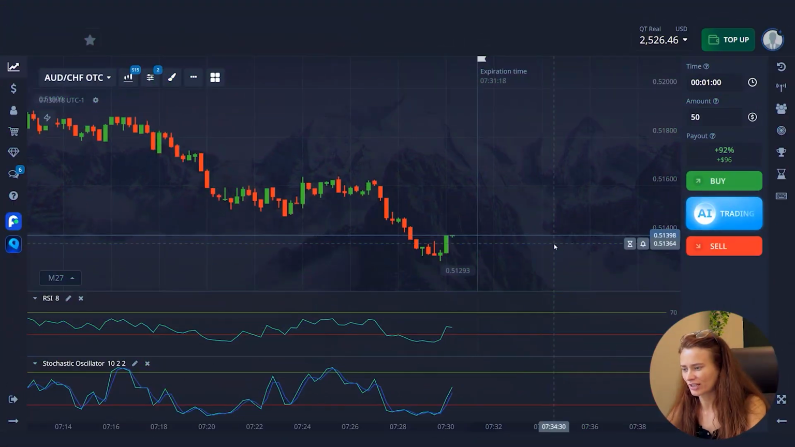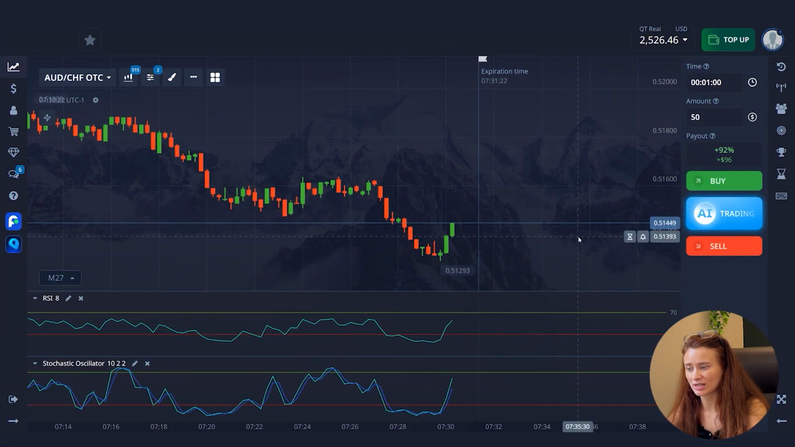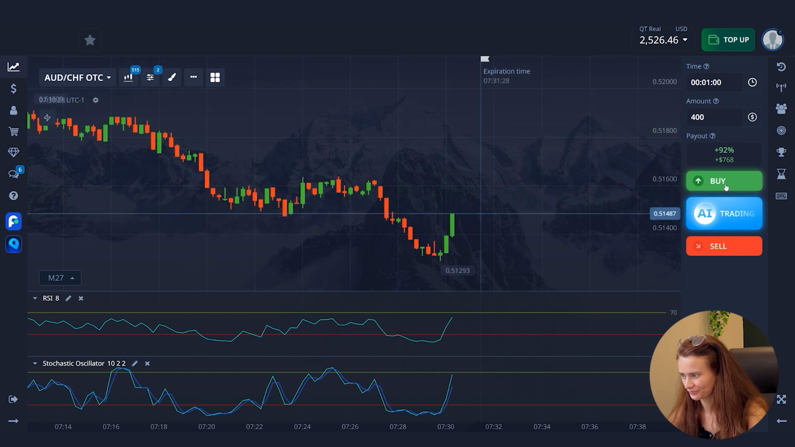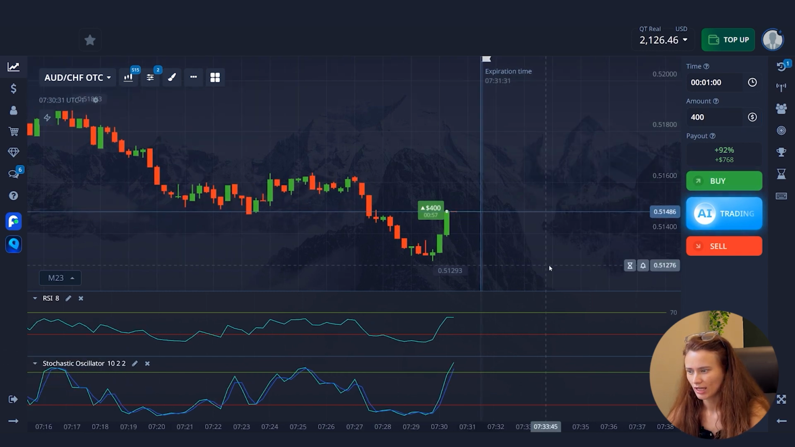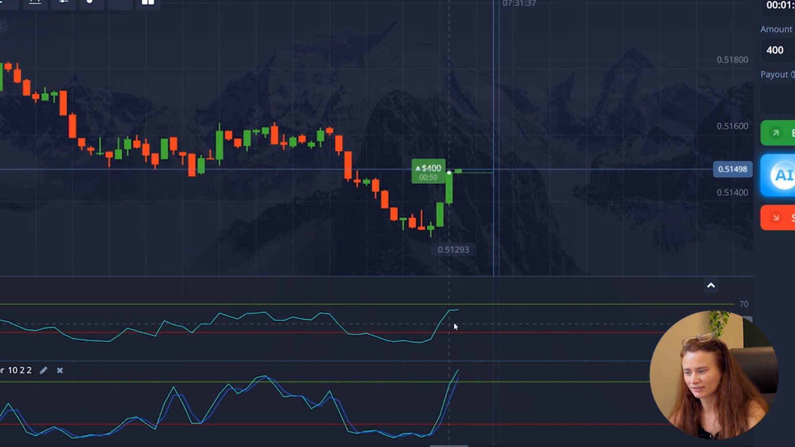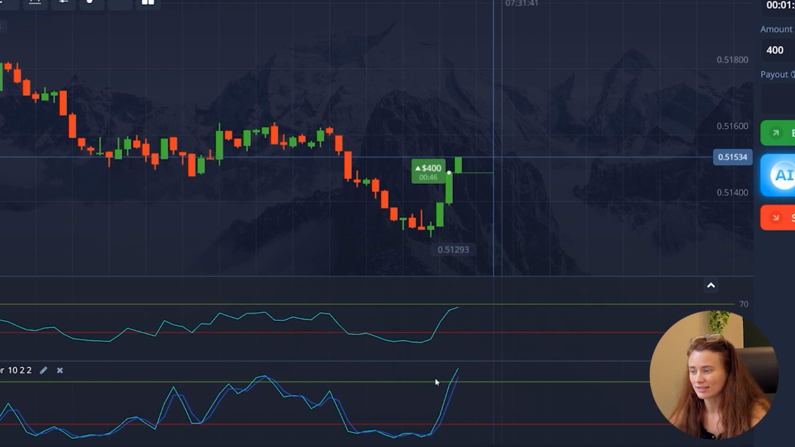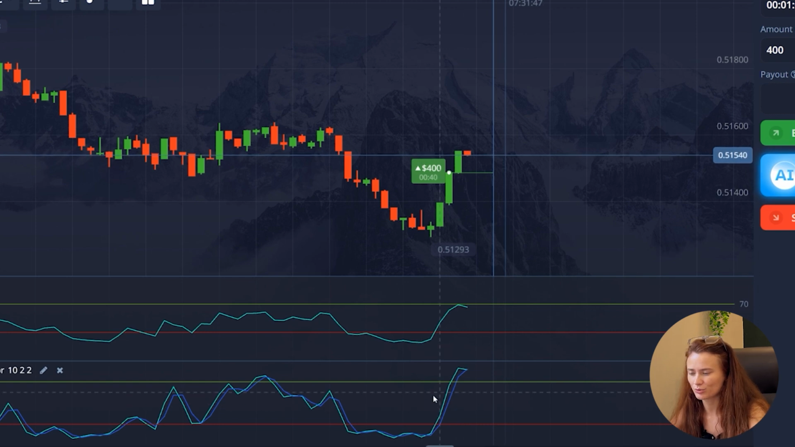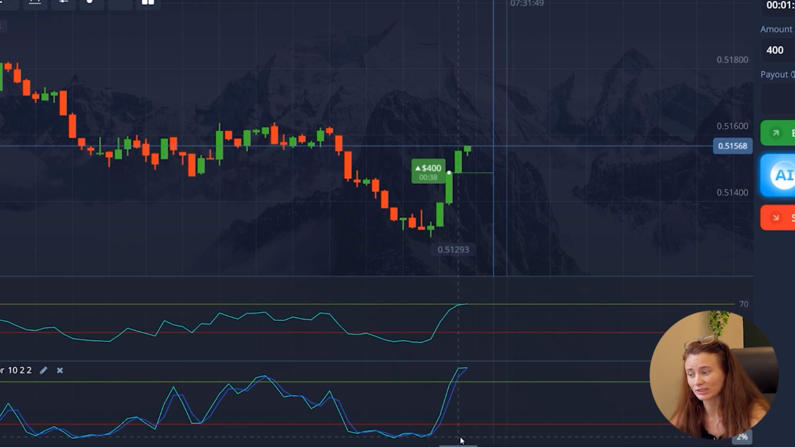The amount of the trade now will be $400, and I think the price will increase. So I'll press the green button to open the trade. As you may have already noticed, both indicators point to the beginning of an uptrend. The RSI indicator line crosses level 30 from bottom up and continues to rise. The stochastic oscillator indicator lines cross level 20 from the bottom up and also rise. The situation is fully formed and the price will increase.